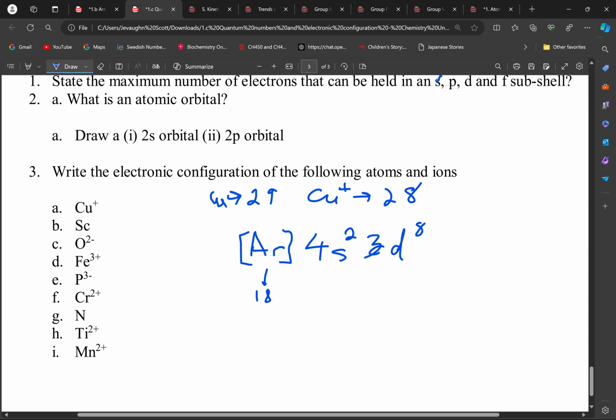For scandium now, scandium's atomic number is, what would that be? 21. That's what I say. I keep asking questions. Is it really 21? 21. Alright, so it's 21. Why does it sound like we don't know? So it'd be 21. The noble gas that comes before scandium is also argon. So we're going to minus 18 from 21, which will give us what?